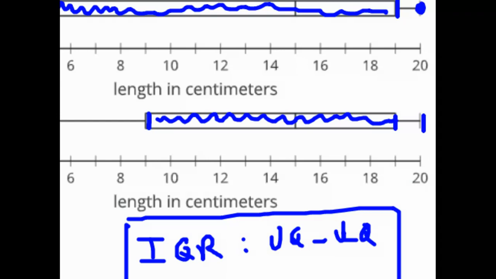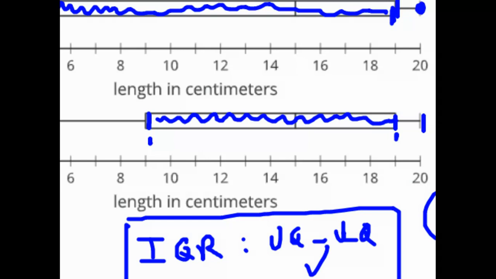So after you check the range, you always want to check the IQR, the interquartile range, because this is telling you that 50% of your data is between 9 and 19. That middle 50% is between 9 and 19, which is an IQR of 10. This one has an IQR. Your middle 50%, half the people, or I don't know, actually this is a length. Half the lengths are between 5 and 19, which is an IQR of 14.